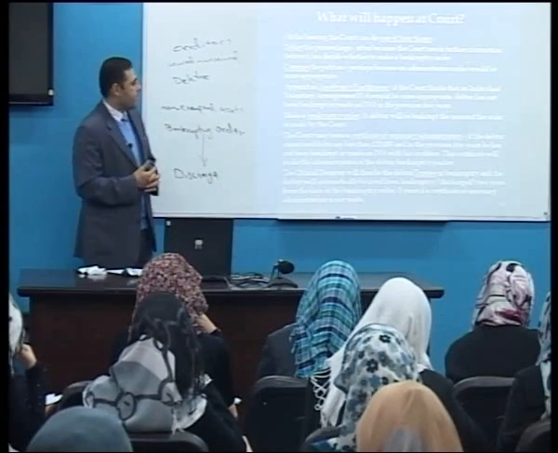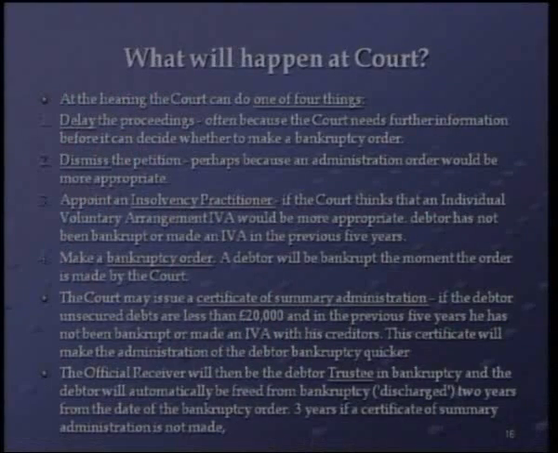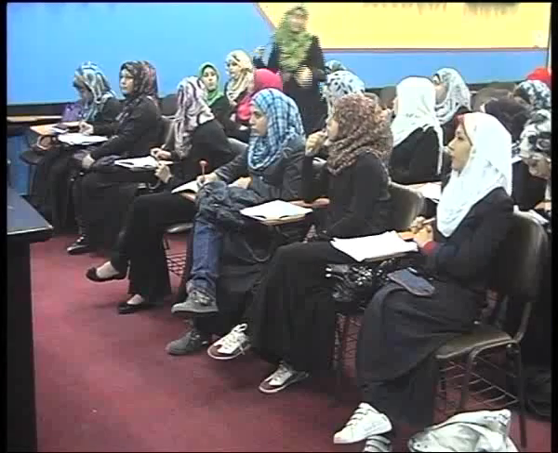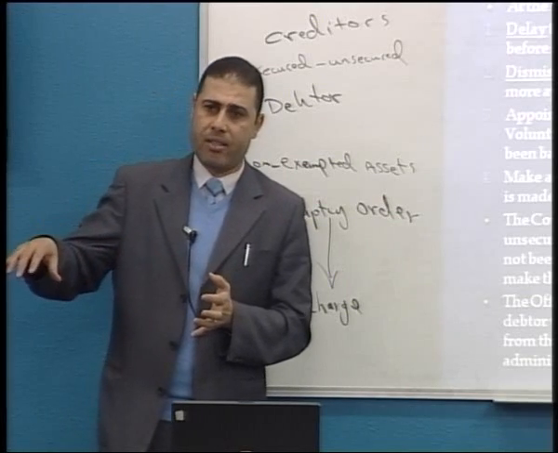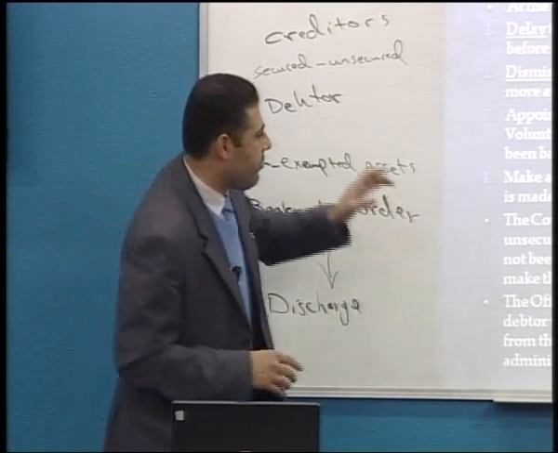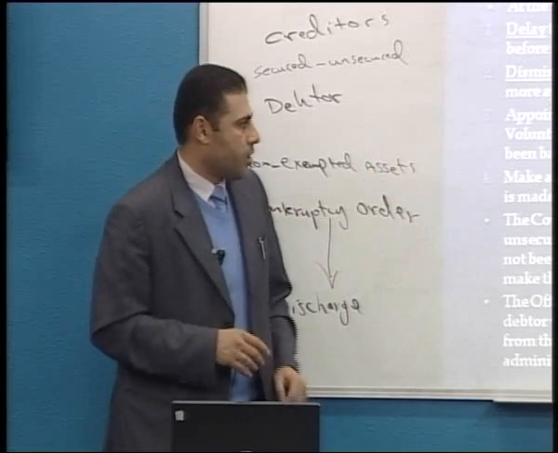Third possibility is IVA. You're not a student? Okay. Third possibility, which is called IVA. We had it last time. IVA, it's individual voluntary arrangement.